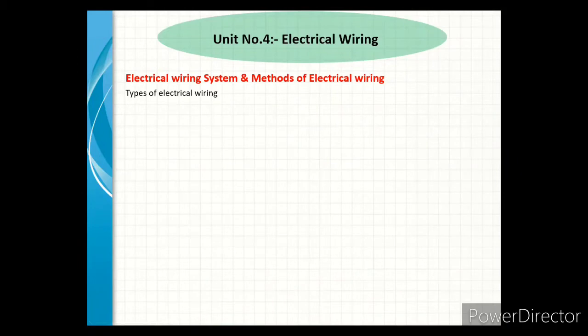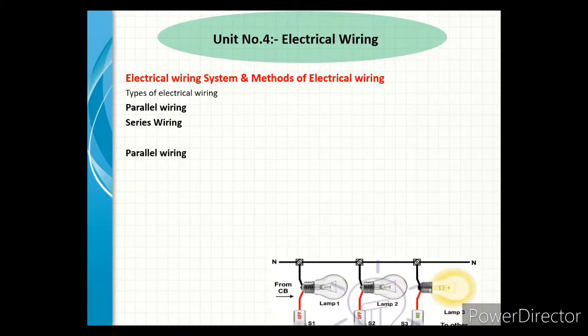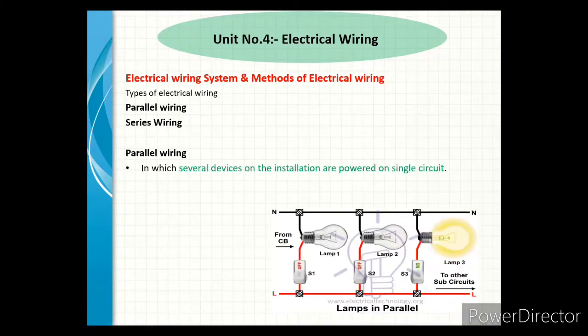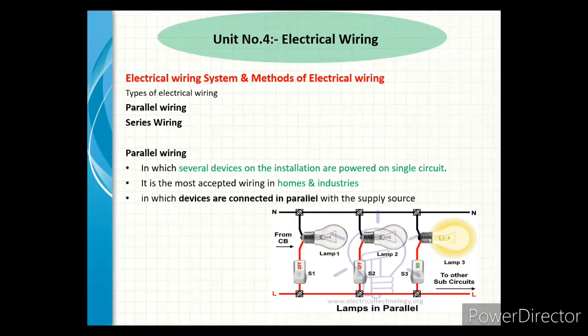First, we see the types of electrical wiring. It has basically two types. The first type is parallel wiring and the second type is series wiring. First, we see parallel wiring, in which several devices on the installation are powered on a single circuit. It is the most accepted wiring in houses as well as industries, in which devices are connected in parallel with the supply source.